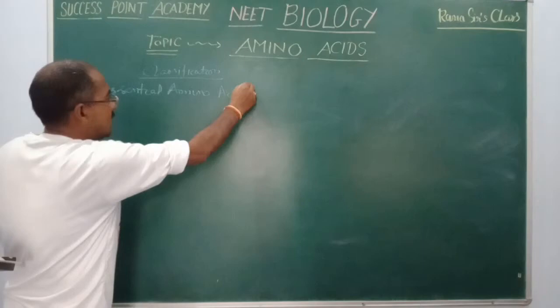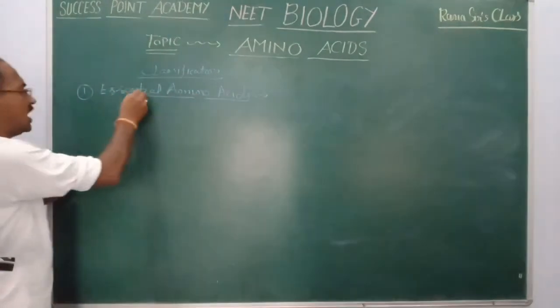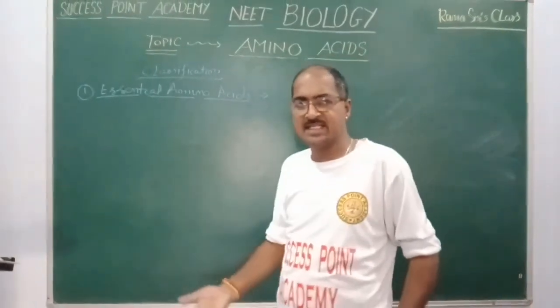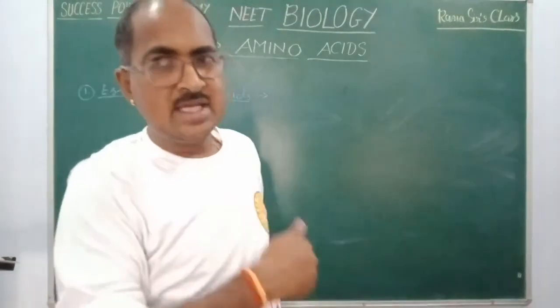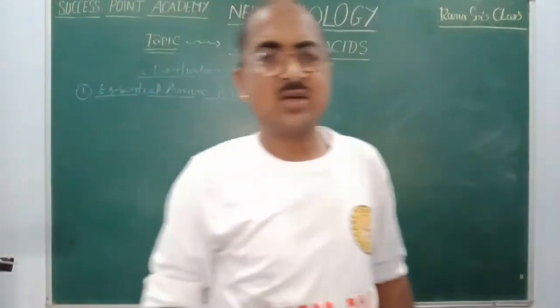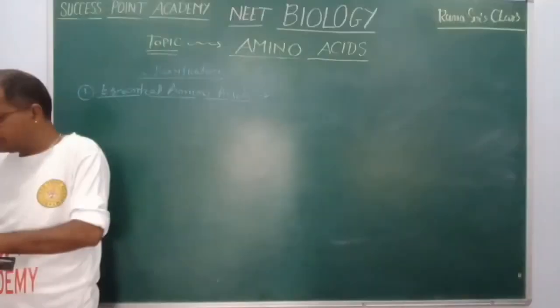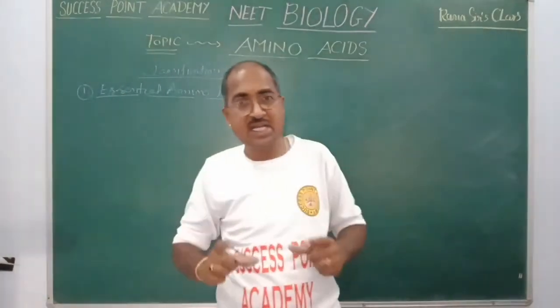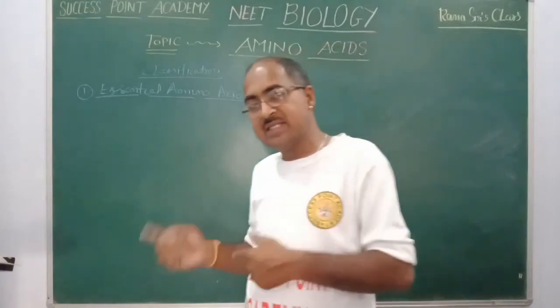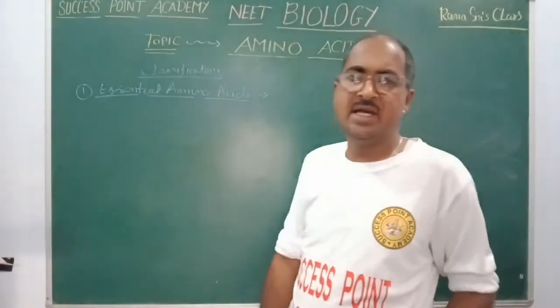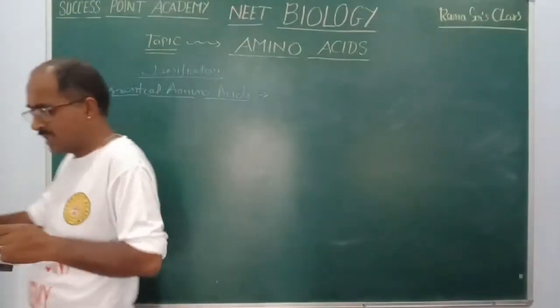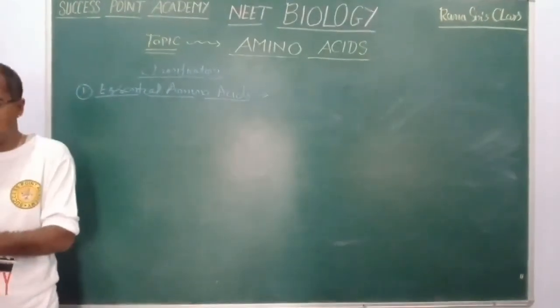Why is it essential? Because our body is not able to synthesize these amino acids, that's why we call them essential. We have to get them from outside sources, because our body needs them but does not synthesize them. So we accomplish our need by getting them from other nutrients in our diet. So they are called essential amino acids.